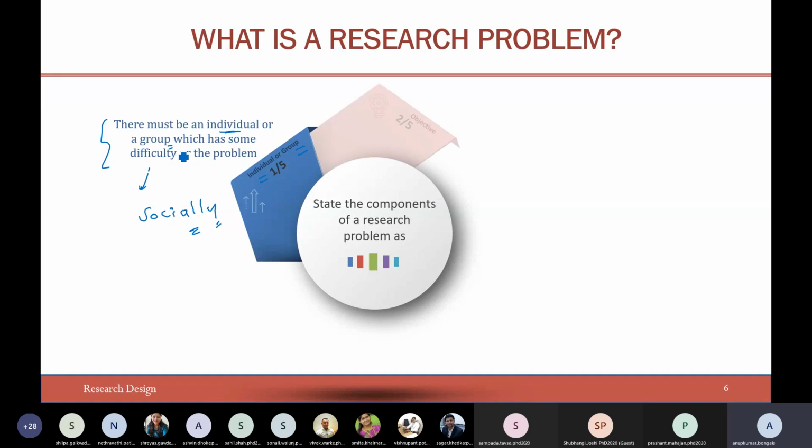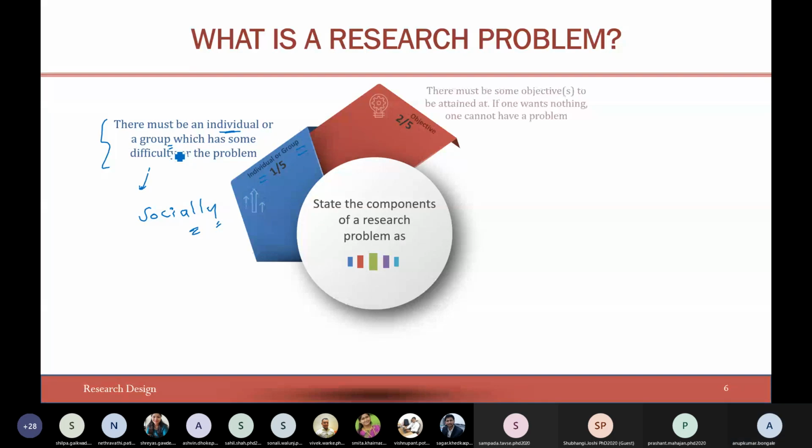Another thing I would like to mention is the objectives. There must be some objectives to be attained. If one wants nothing, one cannot have a problem. So having a problem is one thing, but setting the objectives is another thing. Can anybody tell me what should be the meaning of objective?